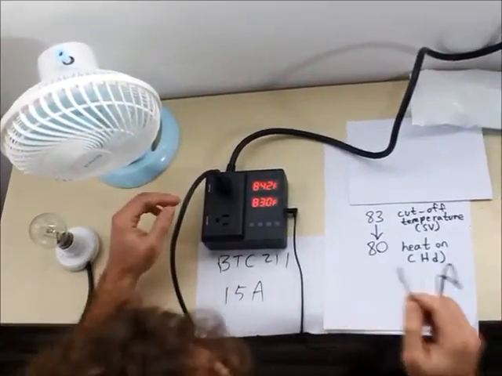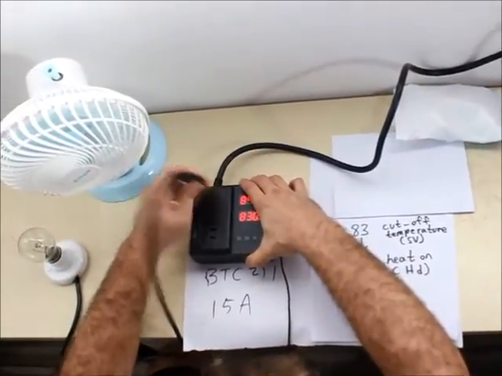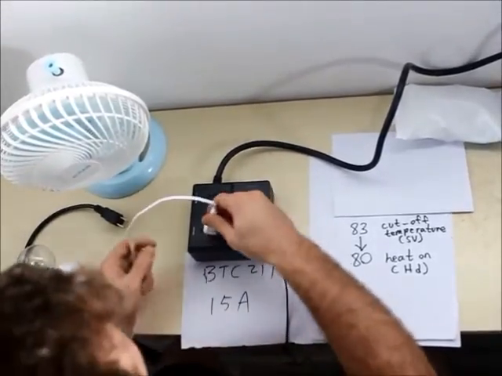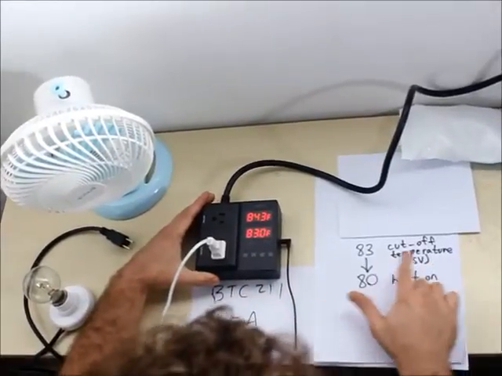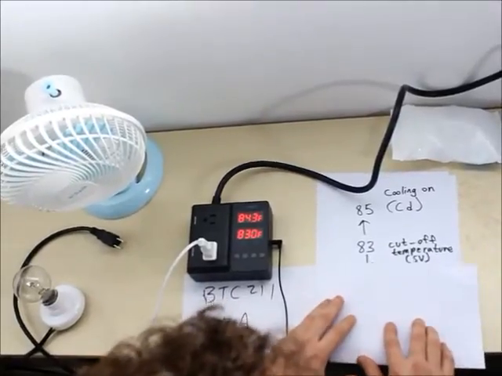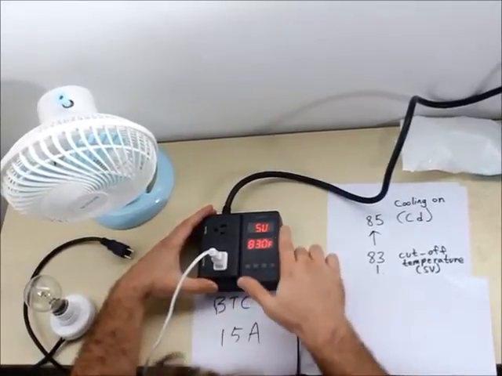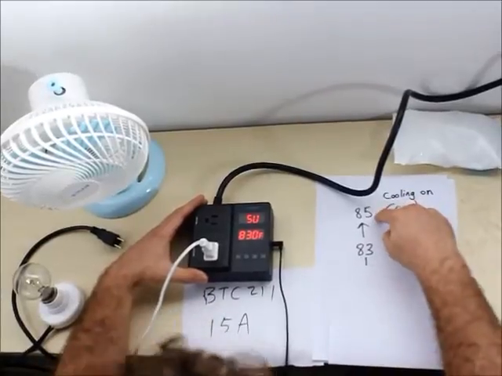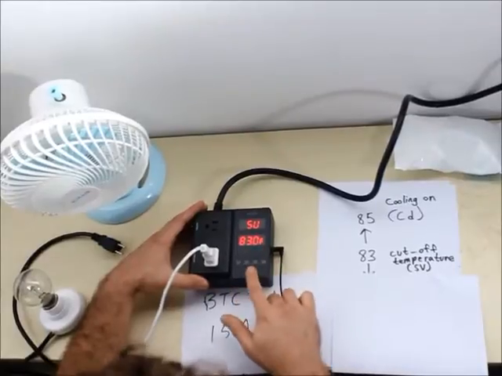If I want to use a cooling device, it's a very similar process. Let's plug in our cooling device, and we'll plug that into the cooling outlet. So the same temperature, we want our cutoff temperature to be 83. So let's press set, and there's our SV, and we want this to be 83. We want to turn on a cooling device at 85 and turn it off at 83. So our SV is set to 83, that's good.